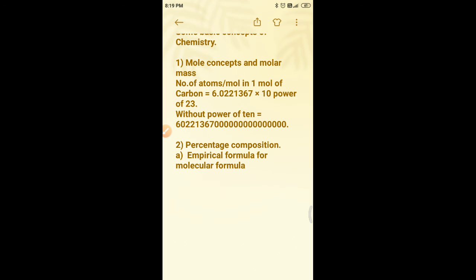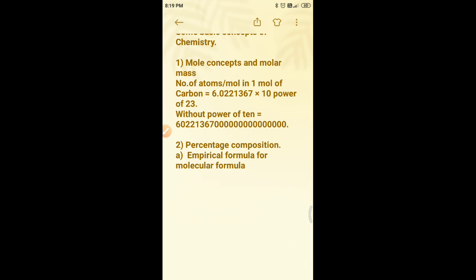Now we divide the molar mass by the empirical formula mass. The molar mass is 98.96 grams, which is given in the question. The empirical formula mass is 49.48. So 98.96 divided by 49.48 is 2.